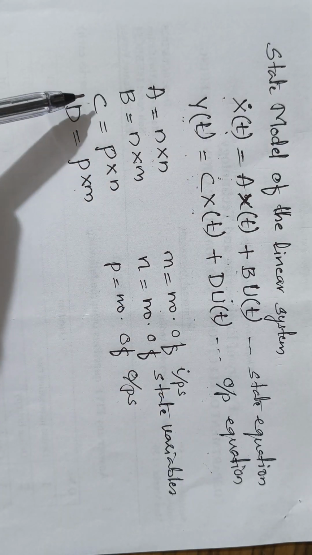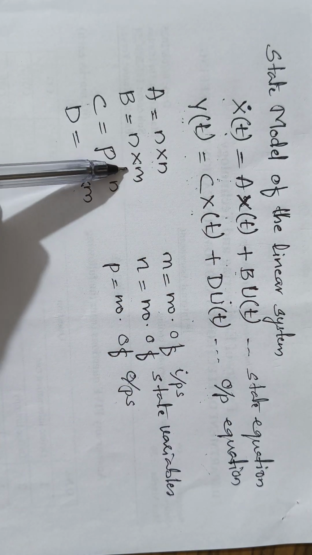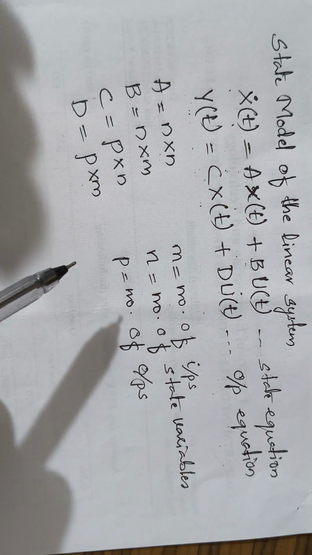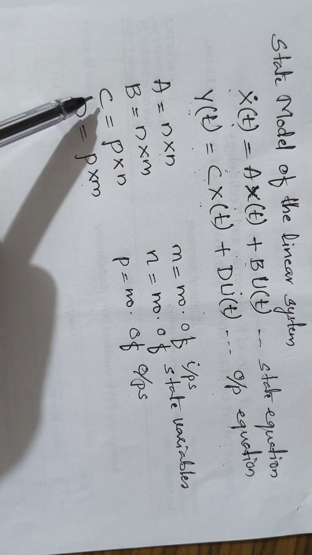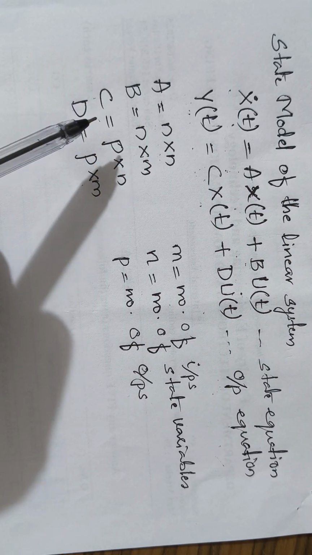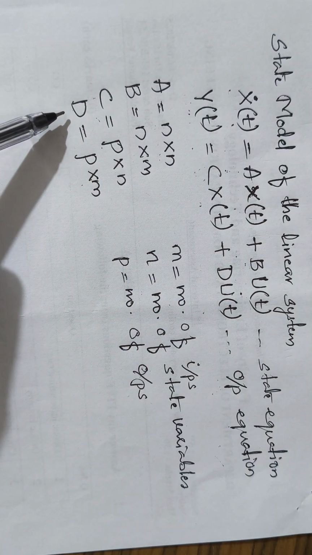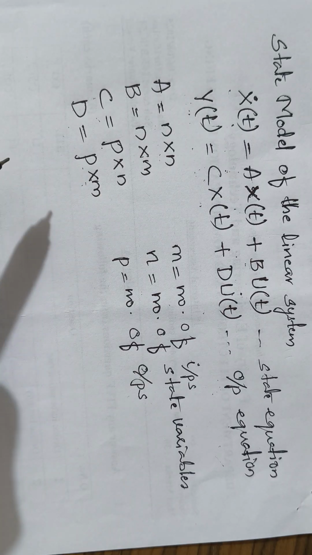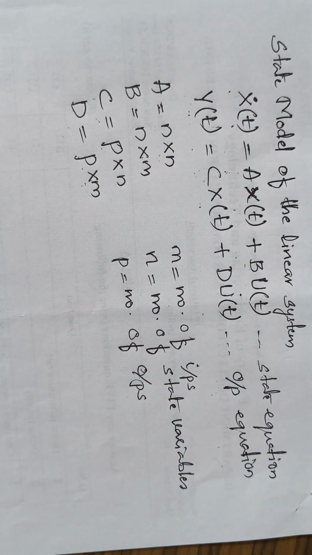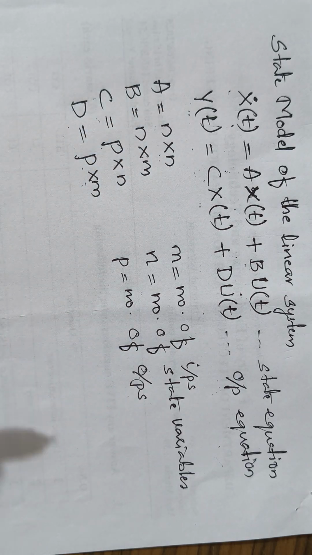Next, B is the input matrix or the control matrix, whose order is n cross m. M is the number of inputs. So in this problem, the number of inputs is 1. Next is the C matrix, the output matrix, its order is p cross n. Then D is called the direct transmission matrix, its order is p cross m. This is the state model of the linear system. You need to remember these orders of the matrices in order to form the state model.